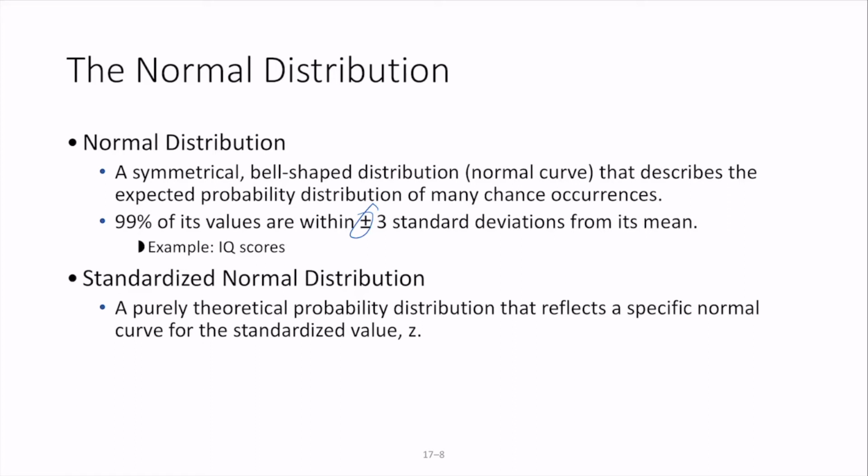And this is how they supposedly can discover whether or not you're a genius, or if you need remedial work in college or whatever. So you see it does have some important and practical usage to it, but that's what a normal distribution is. Now, a standardized normal distribution is a purely theoretical probability distribution that reflects a specific normal curve for the standard value that we call Z.